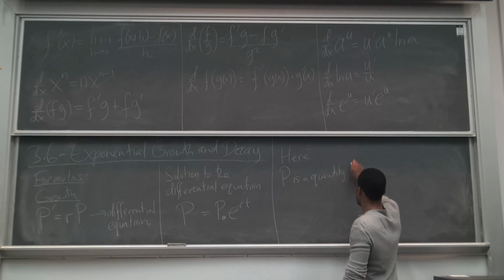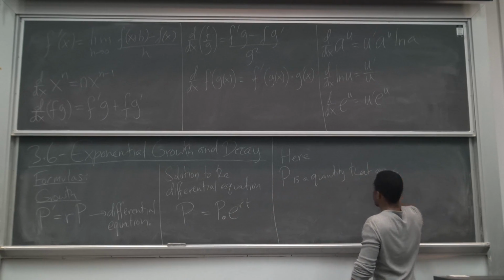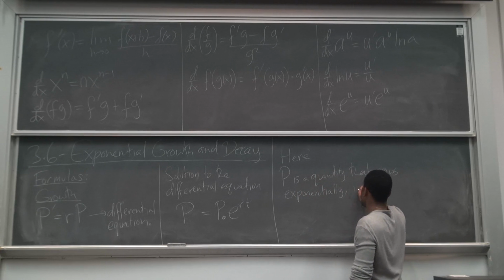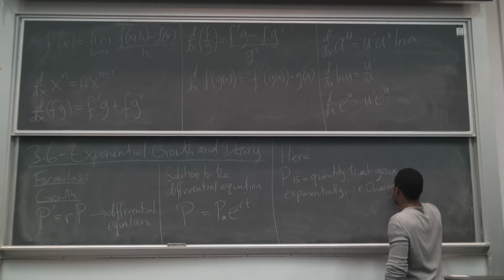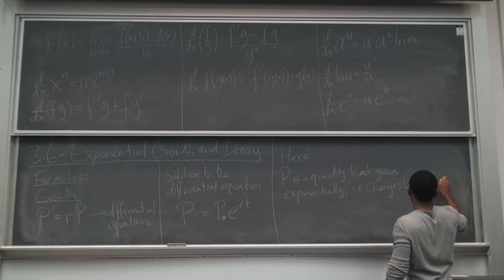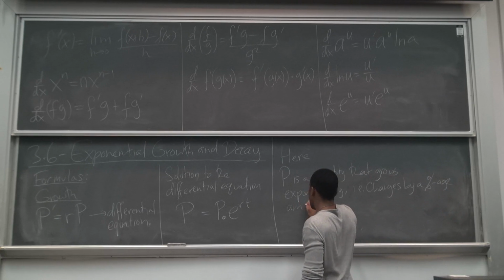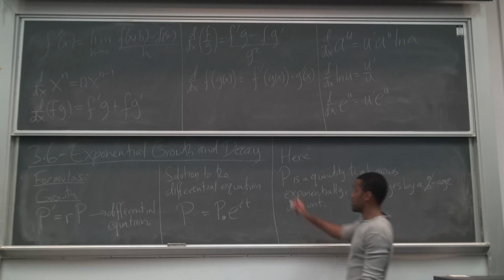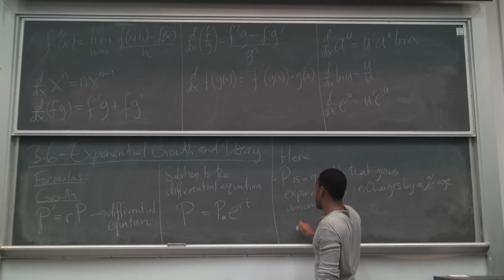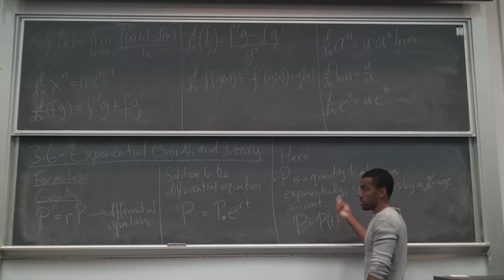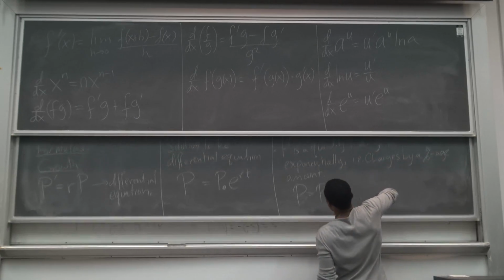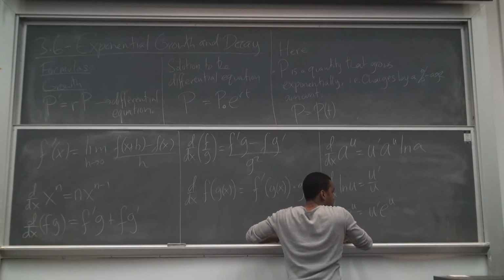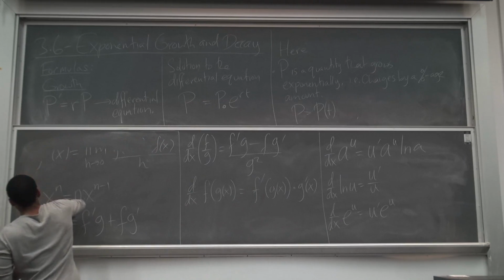Okay, so P is a quantity that grows exponentially, i.e., changes by a percentage amount. So if you have something that grows by 5% of its current amount, you say it exhibits exponential growth. So that's what the P is. Technically, it's a function of time, so you can think of P as P of t, but a lot of times I'll just write P because I'm lazy. Any quantity that grows exponentially, you can call P, and these two formulas will apply.